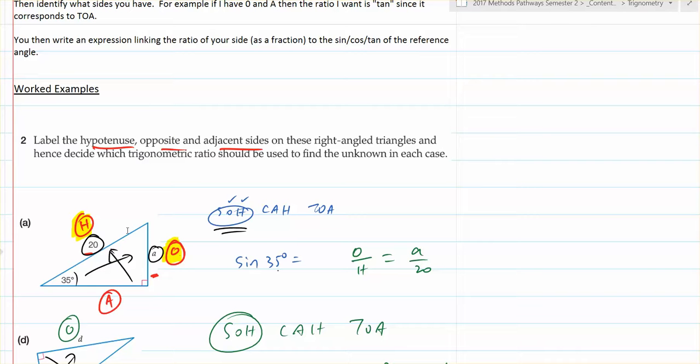So we have two sides of interest: the opposite side and the hypotenuse side. Looking at which of the ratios we want, SOH, meaning sine of theta equals opposite divided by hypotenuse. Sine of 35 degrees equals opposite, a, divided by the hypotenuse side, so a divided by 20.